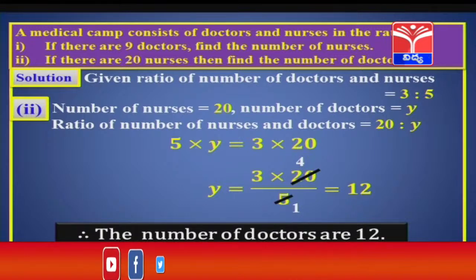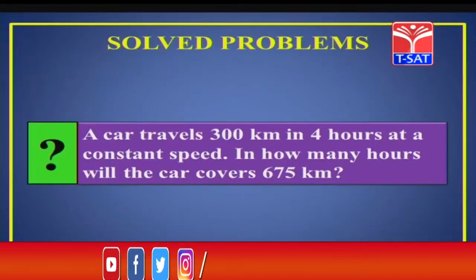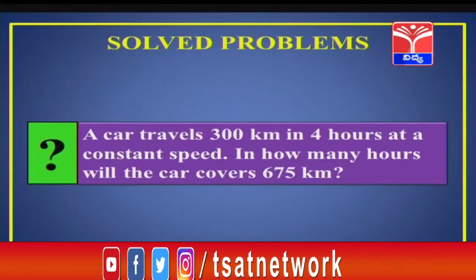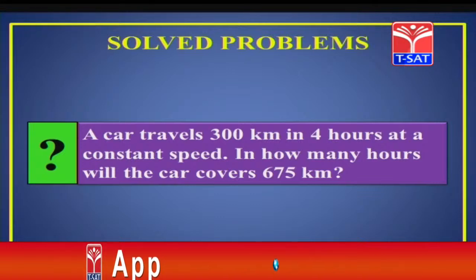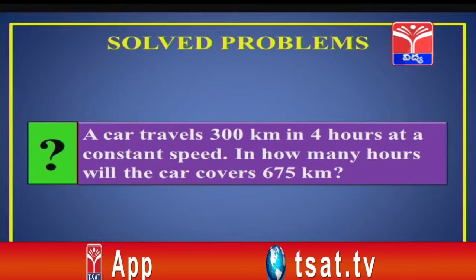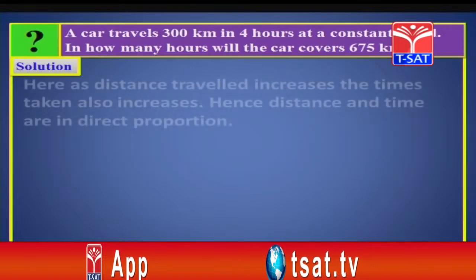So, let us move on to our next problem. A car travels 300 kilometers in 4 hours at a constant speed. How many hours will the car take to cover 675 kilometers? Let us start with the solution.